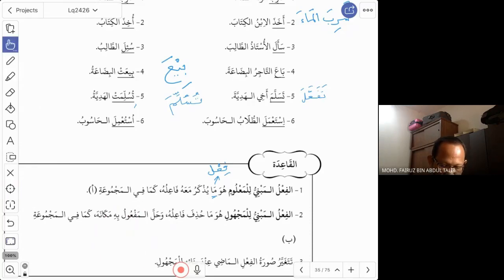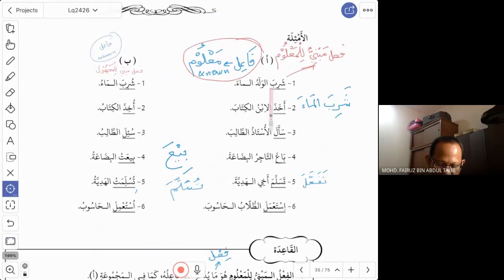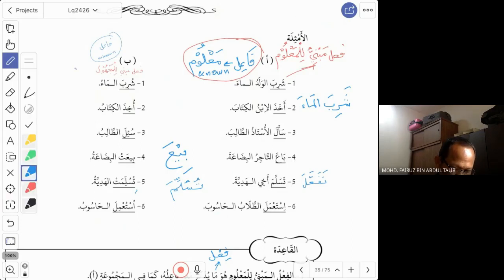So if you look at all the sentences again, Sharibal waladul ma, you have fi'il, fa'il, maf'ul bih. But here you only have fi'il and no fa'il, unknown. And you have this word, which is al-ma. Al-ma in the original sentence is a maf'ul bih. In this sentence, this is not maf'ul bih anymore. This will change to what we will learn later. This will change to naib al-fa'il.